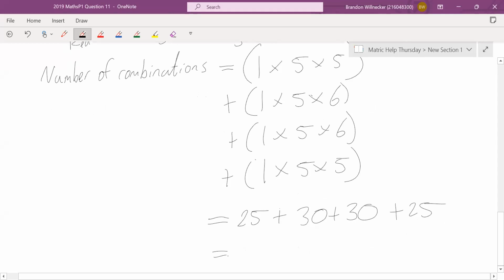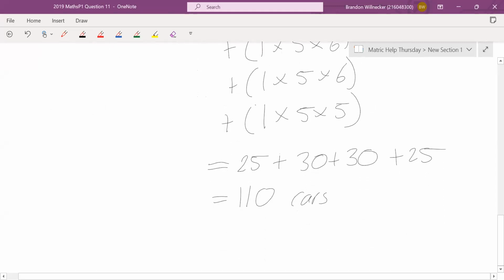Okay, adding these up, we're going to get 110. 110 what? Well, we have 110 cars. Okay, so now this isn't the end of the question. This is just how many cars are available. So each car takes up 5 meters squared of showroom floor.